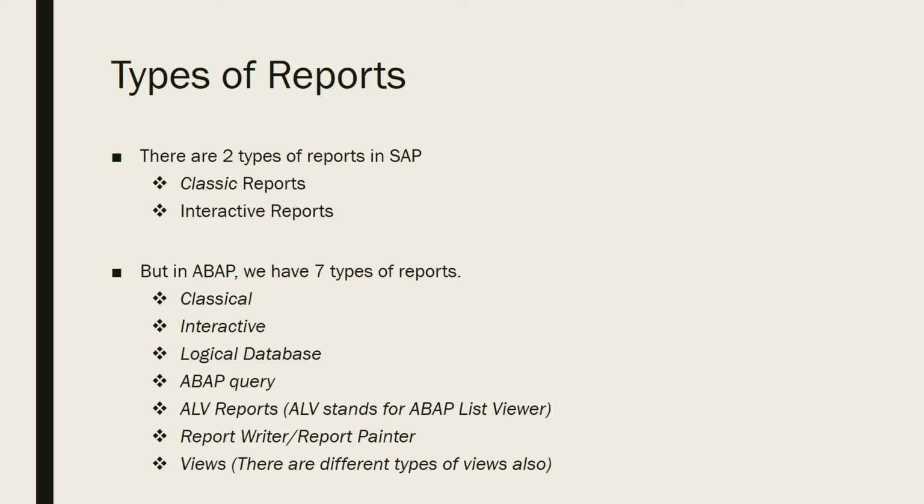A classical report is a type of programming in which we display data from the table. It contains only a single list. They don't have any sub-reports. Another is interactive reports. Interactive reports are the type of reports where the user can interact with the report. That means when we click on a field in the output, it will display one more list.